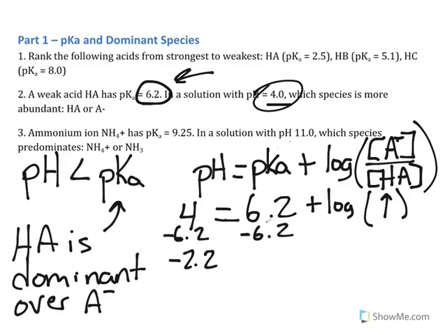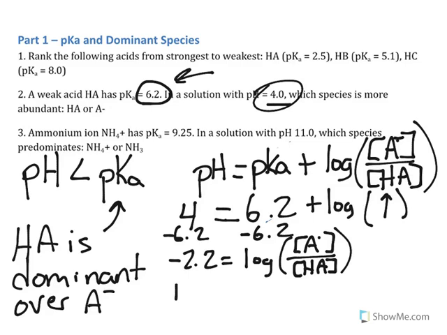So negative 2.2 equals the log of the conjugate base over the weak acid concentrations. Well, in order to solve for this, it's log base 10, so I need to take 10 to the power of both sides. So this would become 10 to the negative 2.2 power, which is going to end up yielding me the ratio of this anion over this undissociated acid.